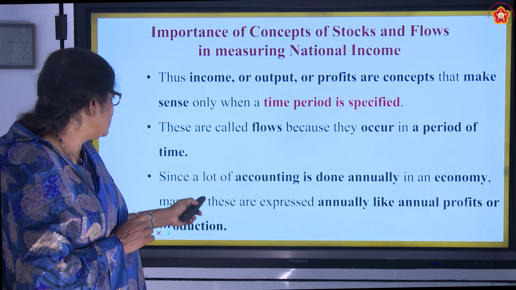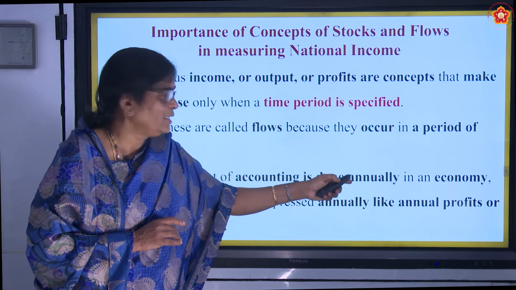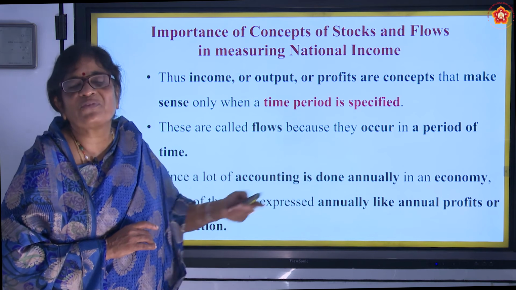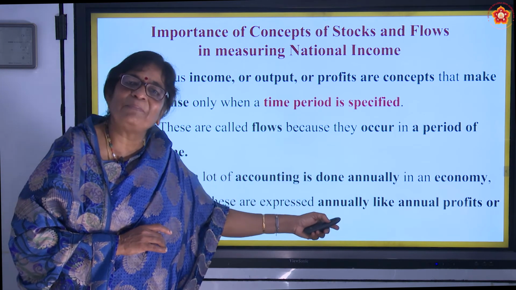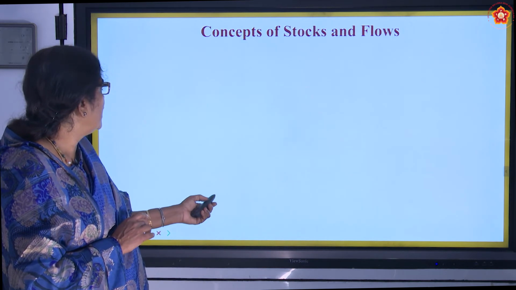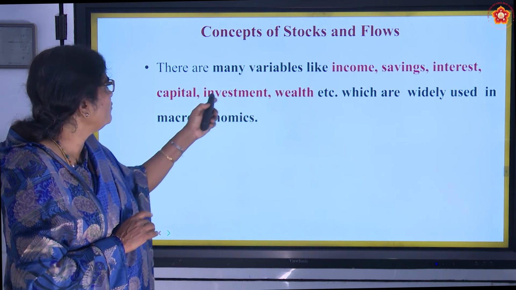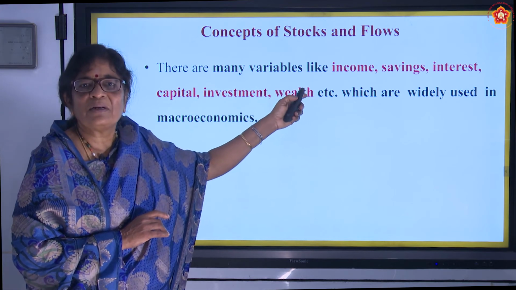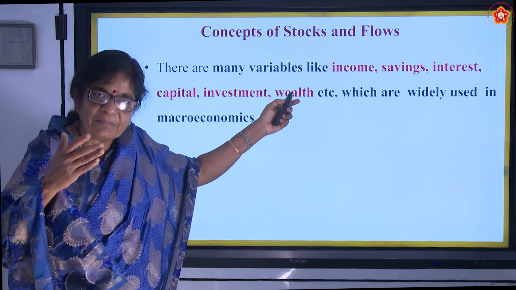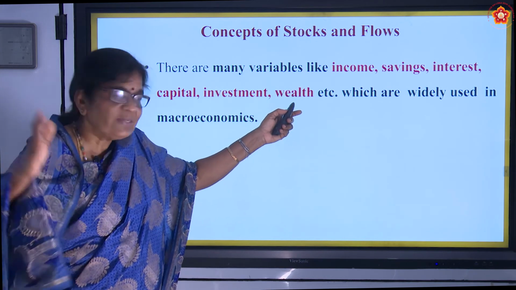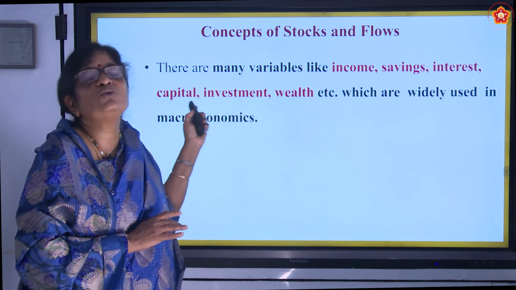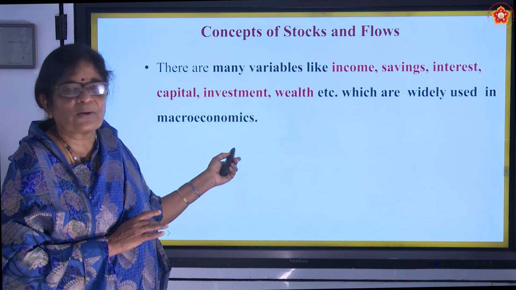And since a lot of accounting is done annually, in an economy we say annual income, annual profit, annual output. Here annual is the time period mentioned, therefore it is called a flow concept. And there are many variables: income is a variable, savings per day, per month, per year vary, and interest, capital, investment, wealth, etc., which are widely used variables in macroeconomics.